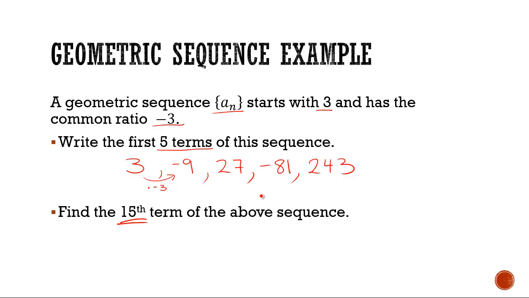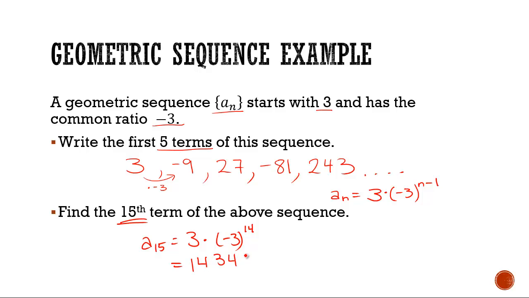So what's the 15th term? How do we figure that out? Well, what's happening is we're starting with 3, so that's our first term, and multiplying by the ratio -3 to the power of n minus 1 for the nth term. So the 15th term is going to be taking 3 times -3 to the power of 14. And we can find that on our calculator. So 3 times -3 to the power of 14 gives us this nice big number.